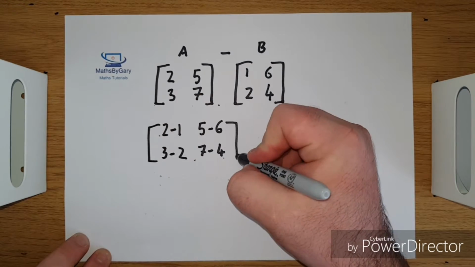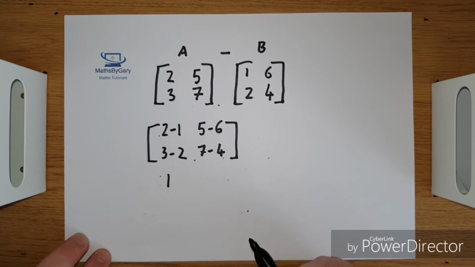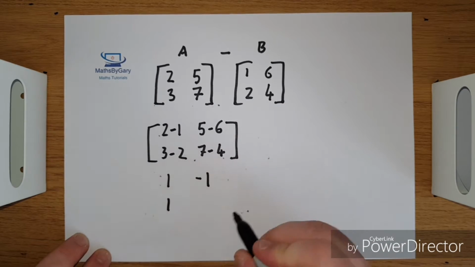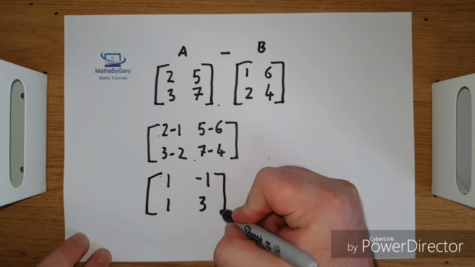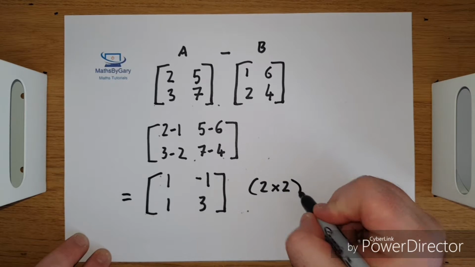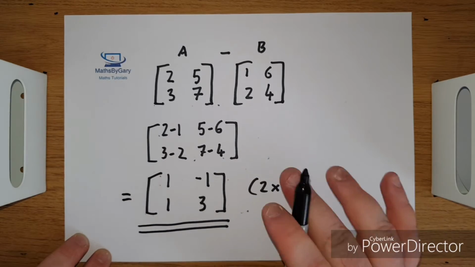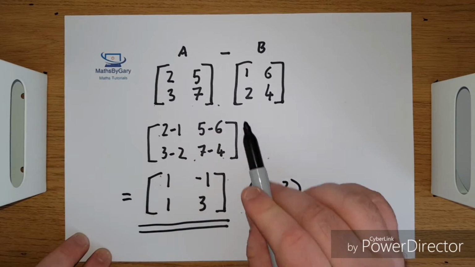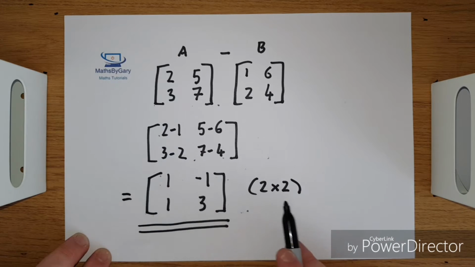Now you could have skipped a step and you could have gone straight to 2 minus 1 and put in 1, which is correct. 5 minus 6 is minus 1. 3 minus 2 is 1, and 7 minus 4 is 3. So A minus B is the new 2x2 matrix: 1, minus 1, 1 and 3. And remember, the reason we can subtract in this way is because they are both the same dimensions. It's a 2x2 matrix minus a 2x2 matrix, which generates a brand new 2x2 matrix.